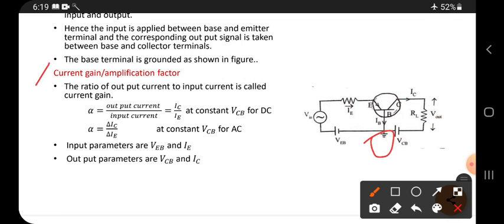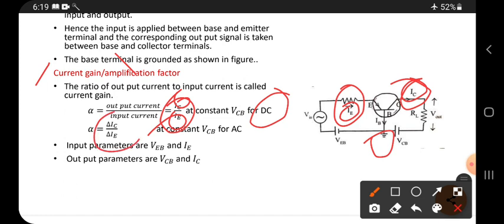Current gain or amplification factor: the ratio of output current to input current is called current gain. Input current is IE, output current is IC. So IC by IE, if you write like this, it is for DC only. For AC we have to write change in IC by change in IE.